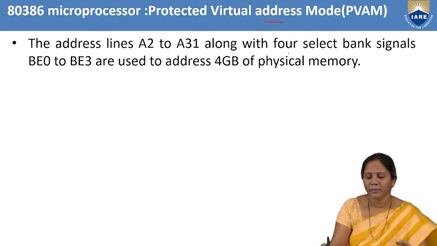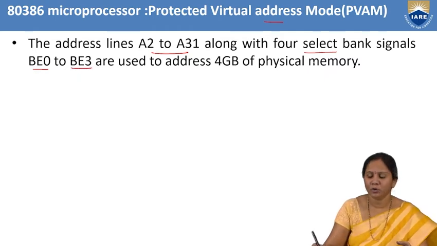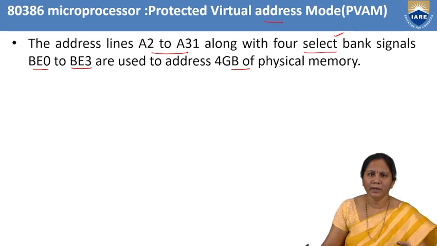Along with the 32 address lines, it also uses 4 bank select signals, BE0 to BE3. These 4 signals are used for selecting the bank. And it also uses 4 GB of physical memory to address.